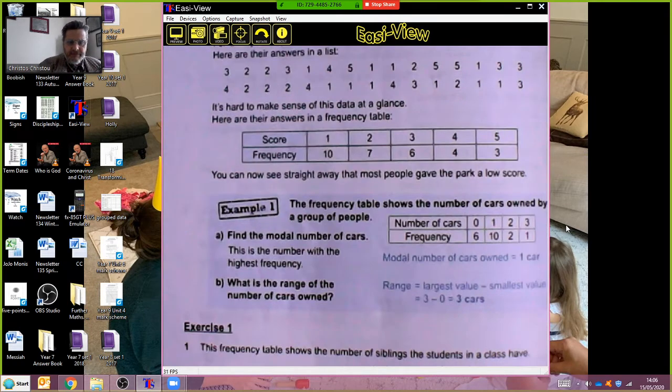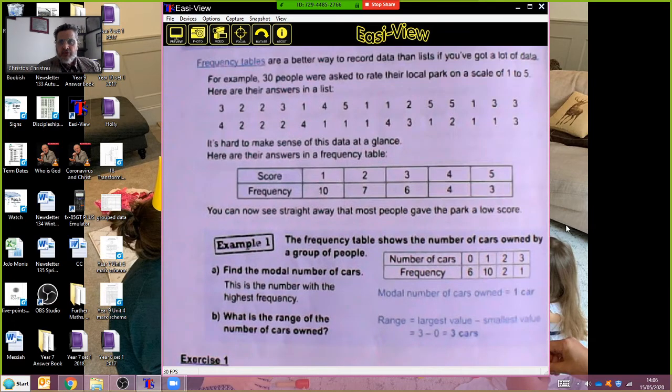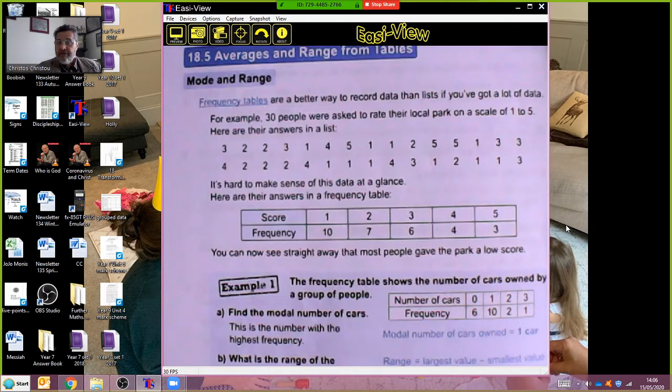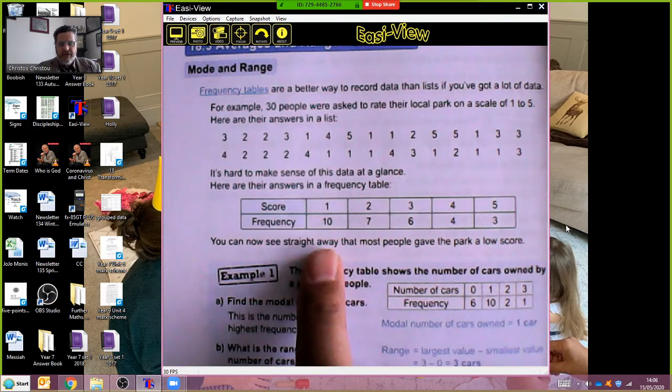Okay, this is no different to year 7, and in fact it looks exactly the same as year 7. You're trying to find the mode and the range from a table, data that's in little groups. So I'm not going to read all this, it's just too much.